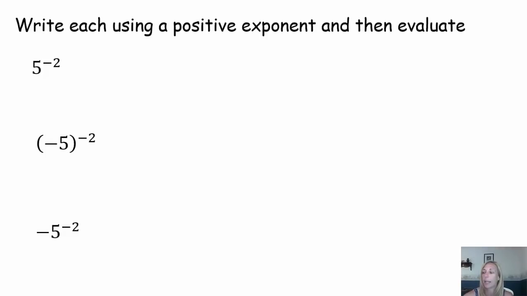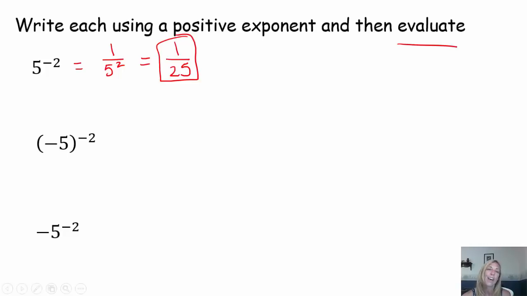5 to the negative second. Once again, we said to make that a positive exponent, I put it under 1. So 1 over 25. And I have to evaluate it because it tells me to in the question. So 1 over 5 to the second is equal to 1 over 25. Let's look at the next one.